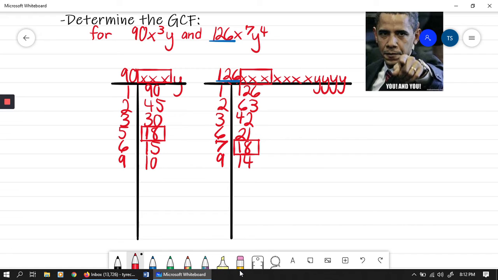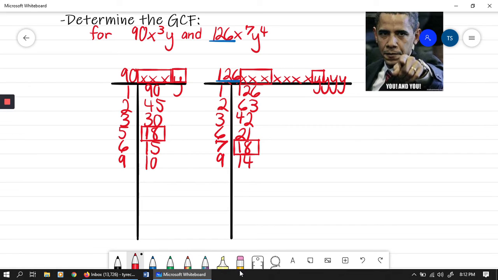What about the y's? The number of y's that they have in common: this one has 1 y, and this one has at least 1 y. So we see that they do have y in common as well, at least 1 y.